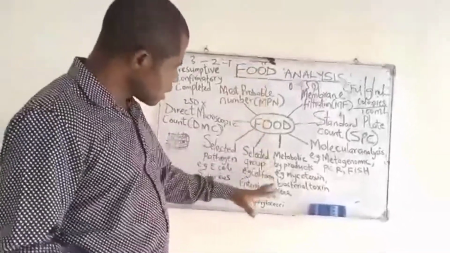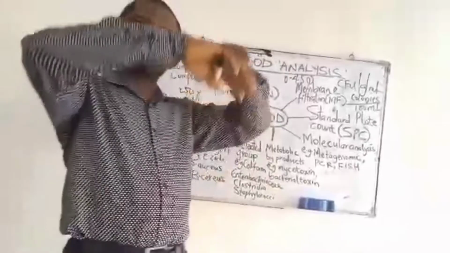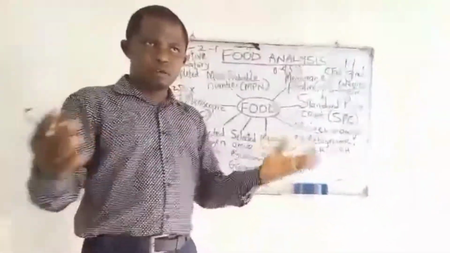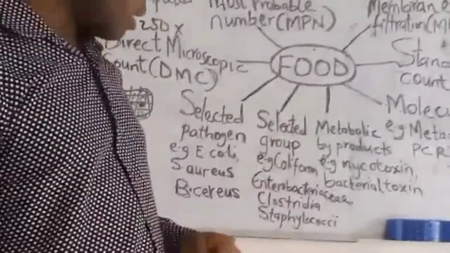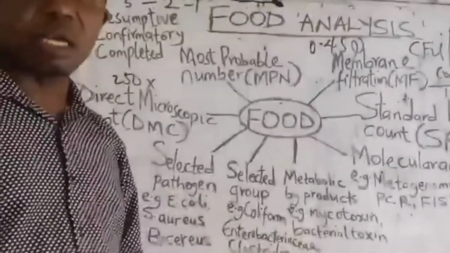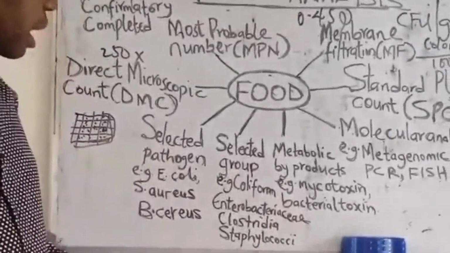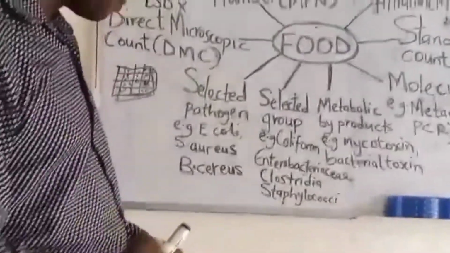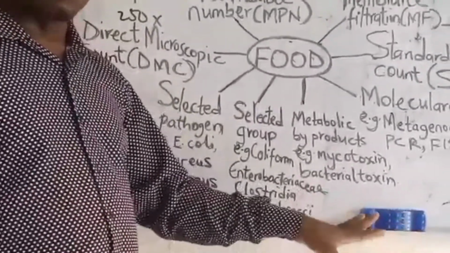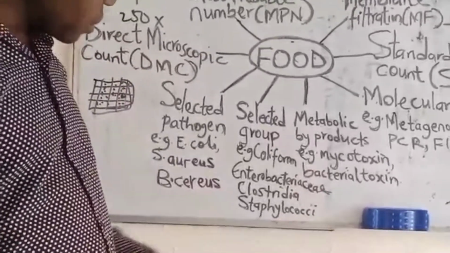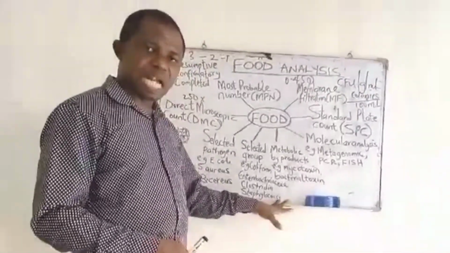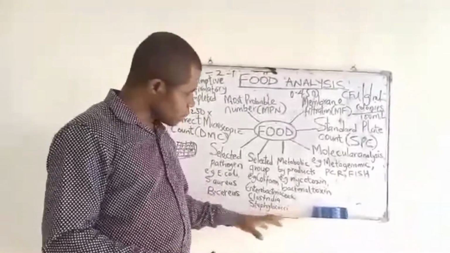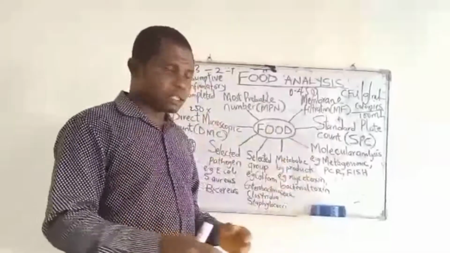Okay. The next one is the selected group. Under the selected group, we can also study the groups of food microbes, like coliforms. We can use the chromocult coliform agar to get the group as well. The Enterobacteriaceae, we can use endo agar to get them. The Clostridia, we can use Clostridium selective medium to get them. And then the Staphylococci, here is a group, so we can also use the mannitol salt agar.